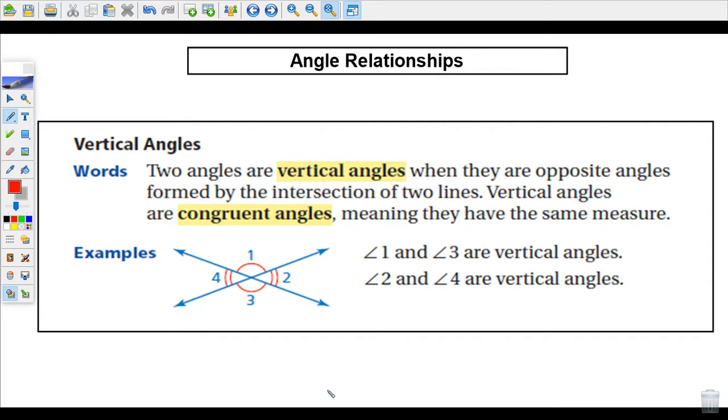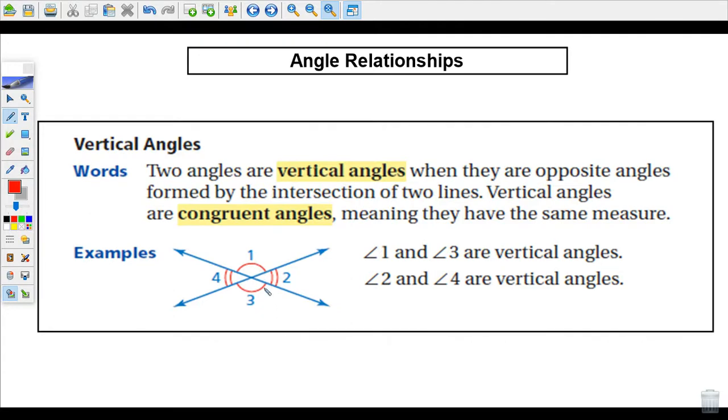The other type of angles that we're going to talk about today are called vertical angles. Vertical angles are opposite angles, not next to each other. They're opposite, and they are formed by the intersection of two lines. So here's two lines intersecting, forms an X shape. So angles that are opposite of each other when the two lines intersect are called vertical.